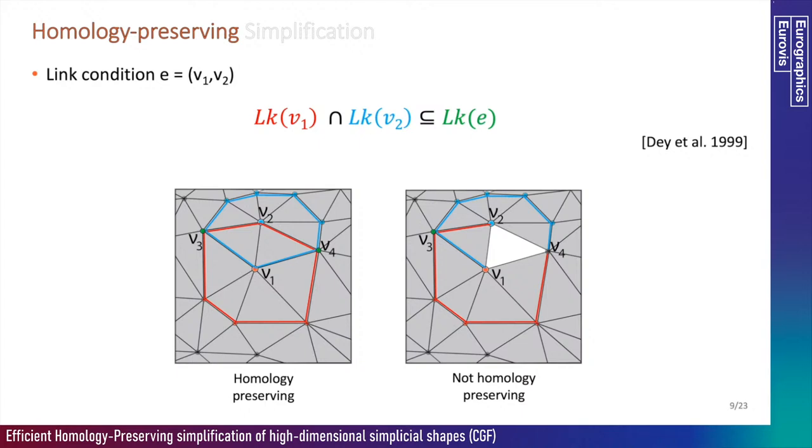So, for example, in the image on the left, we can see a homology preserving operation because the links of the two vertices depicted in blue and in red, if we intersect them, we obtain two vertices, V3 and V4. Now, incidentally, these two vertices also belong to the link of the edge. And so for that reason, that edge contraction there is homology preserving. In the example on the right, instead, the vertex V4 is still contained in the intersection of the links of V1 and V2, but that is no longer contained in the link of the edge. And so in that case, the edge contraction there is not homology preserving.